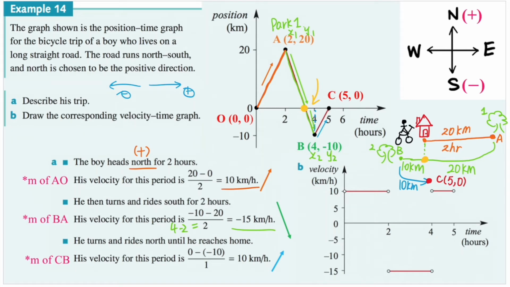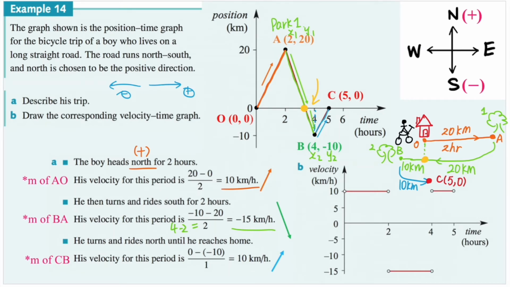Because once he reached point A, so park 1, he heads back, and that's when he's traveling in the opposite direction. So since we're traveling in the opposite direction, the average velocity will be negative. Finally, he turns and rides north until he reaches home. So that's defined by this blue line here.